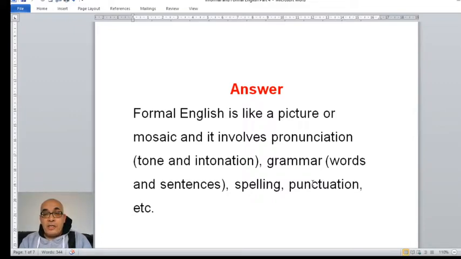Formal English is like a picture or mosaic, and it involves pronunciation, which is tone, the tone of the voice, and intonation, which means your voice is going up or down. This is intonation. Grammar, by grammar I mean words and sentences, spelling and punctuation. So formal English is like a picture.